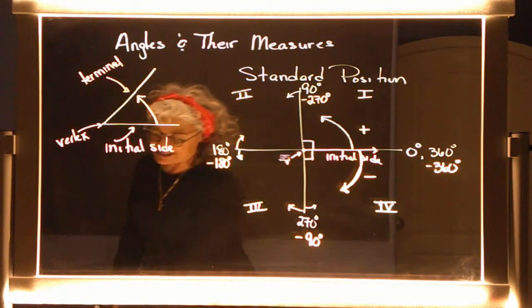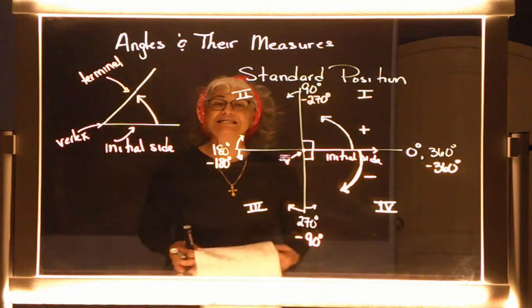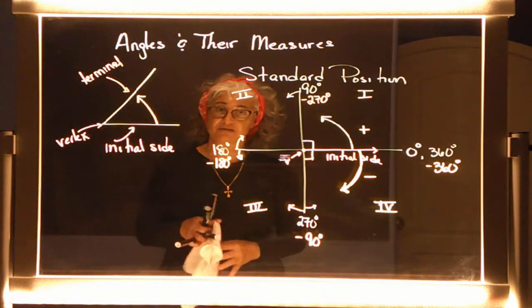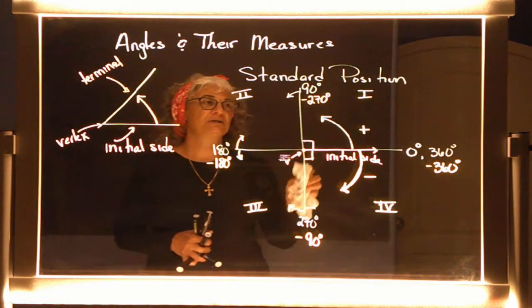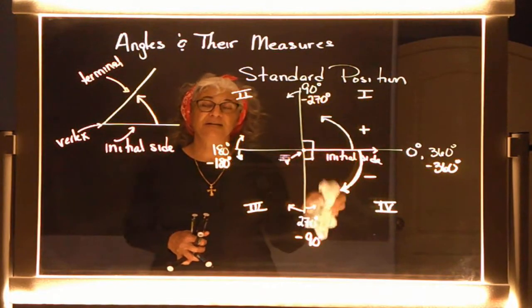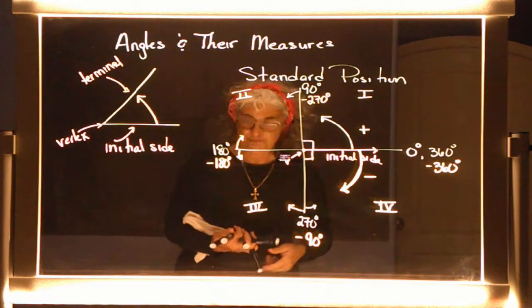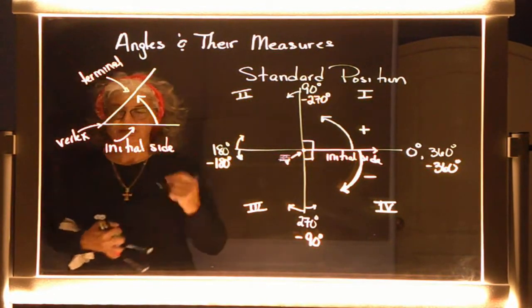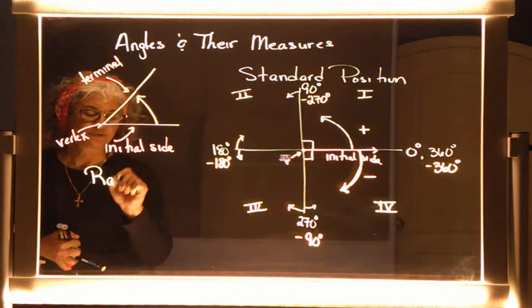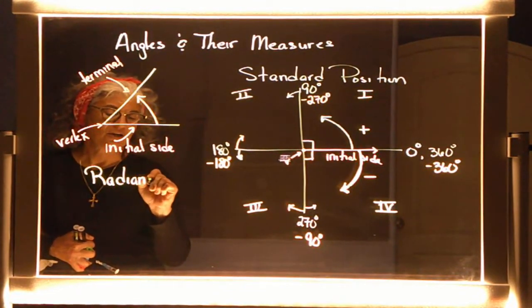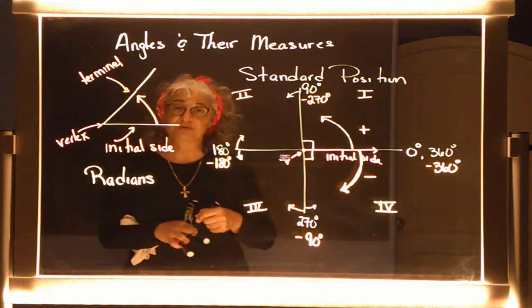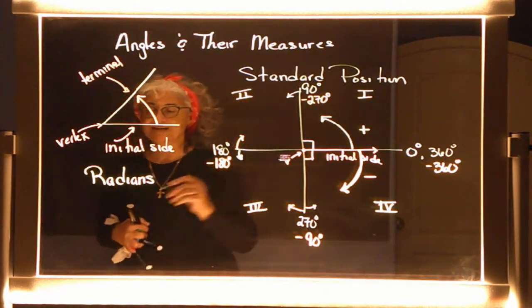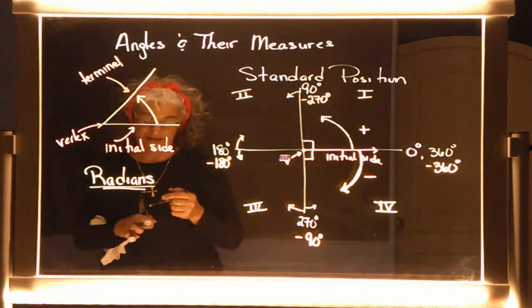Okay, one last item that I want to look at while we have these quadrants up here is this. There is another measurement for us when it comes to the measure of angles. And that other measurement is known as radians. We're used to dealing with degrees, which is how we just labeled this. We labeled this in degrees. But there is a second measurement known as radians.